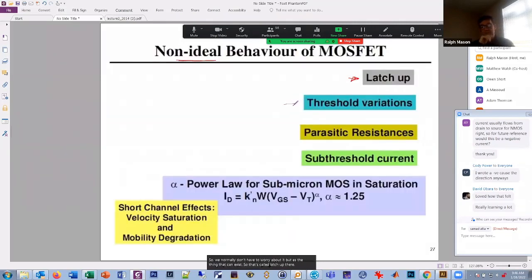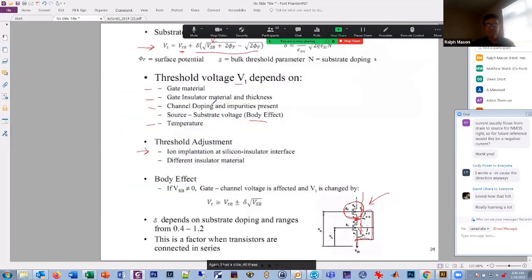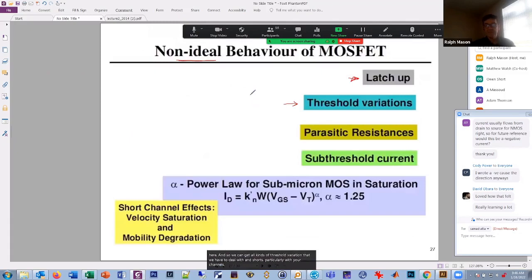There's all kinds of threshold variations that can happen with these short channel devices. Again, I had a slide. All these things affect the threshold here. And so we can get all kinds of threshold variation that we have to deal with, particularly with short channels. There's parasitic resistance, particularly as we shrink the devices down.